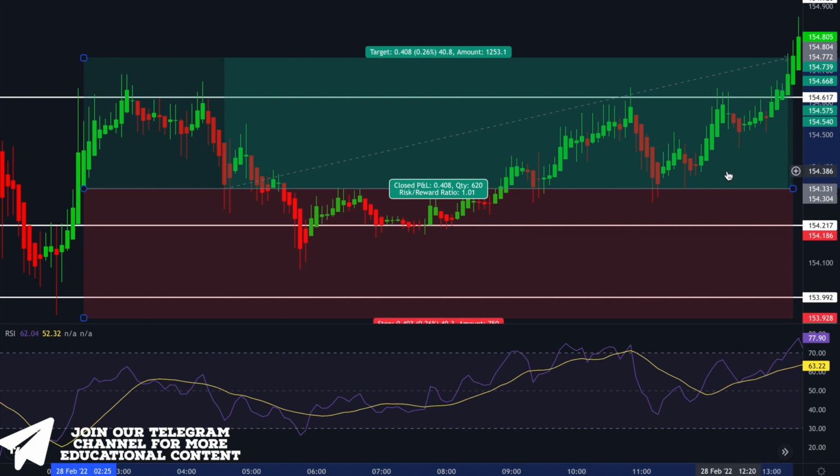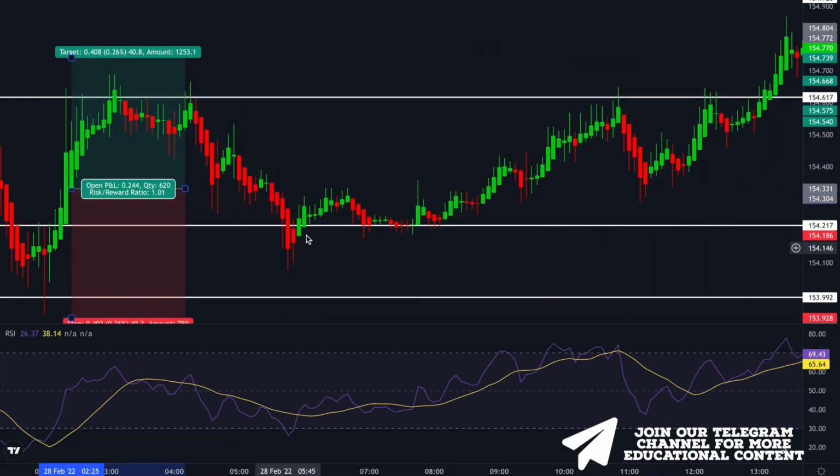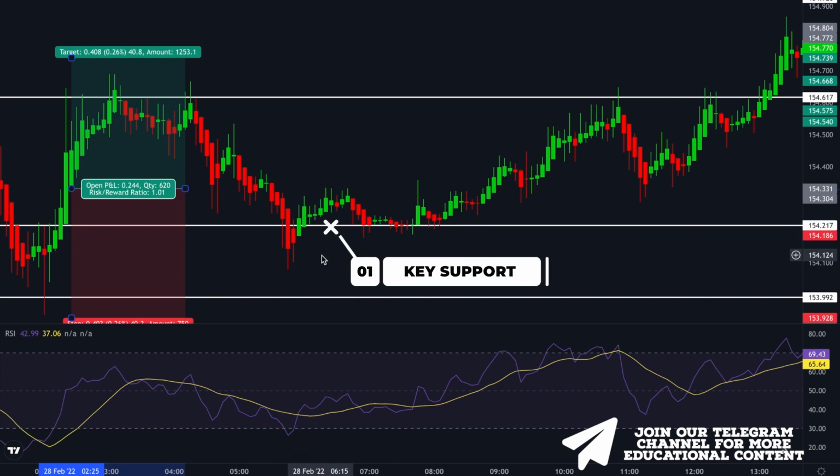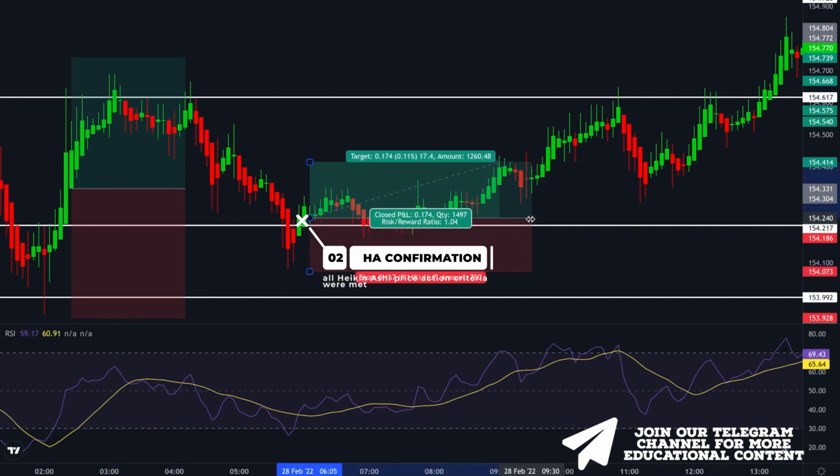However, we have multiple trading setups within that range, so let's consider them in depth as well. So as you can see right here, the RSI is oversold and the price is located at a key support level as well. So then the RSI line breaks above the SMA. And more importantly, we have a perfect Heikin Ashi price action, so we should enter the trade on the follow-up candle. And as you can see, our take profit was easily hit.